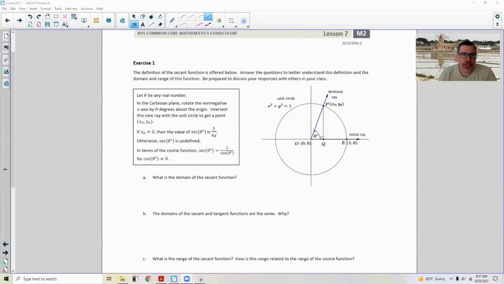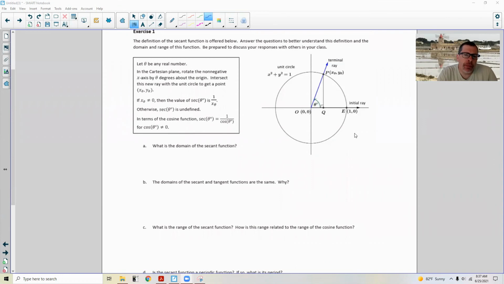Okay, page 2 brings us to exercise 1. It says the definition of the secant function is offered below. Answer the questions to better understand the definition and the domain and range of this function. Be prepared to discuss your responses with others in your class. All right, so in this little box here, it says let theta be any real number.